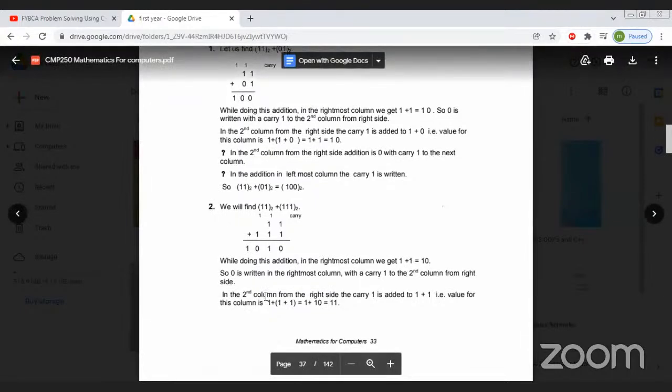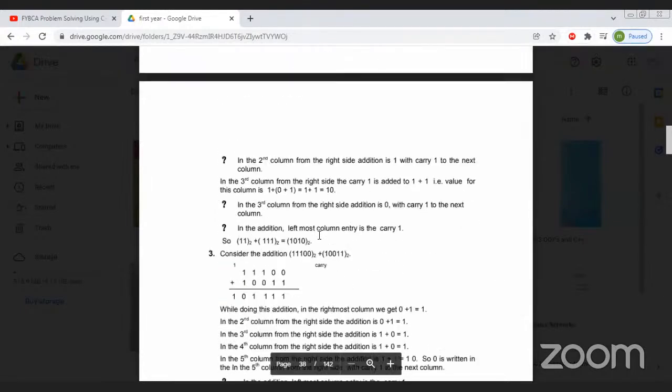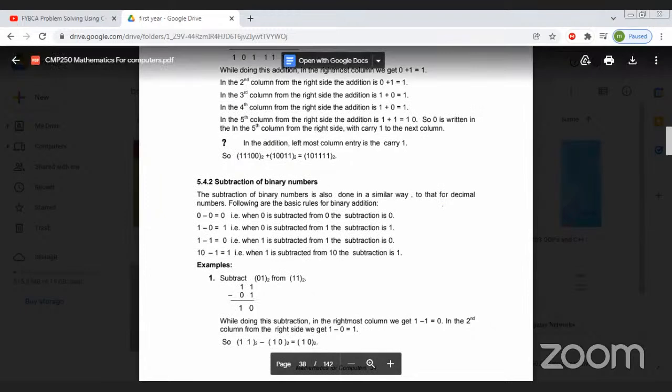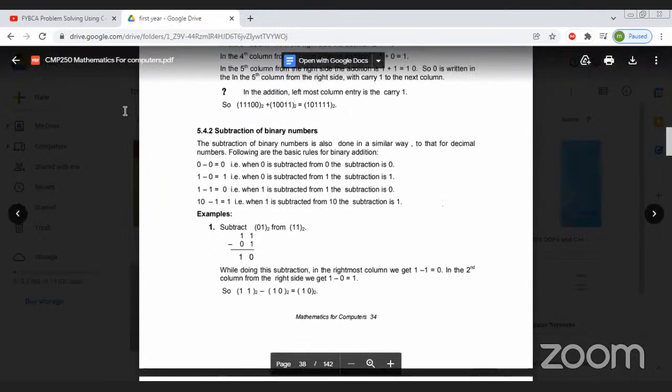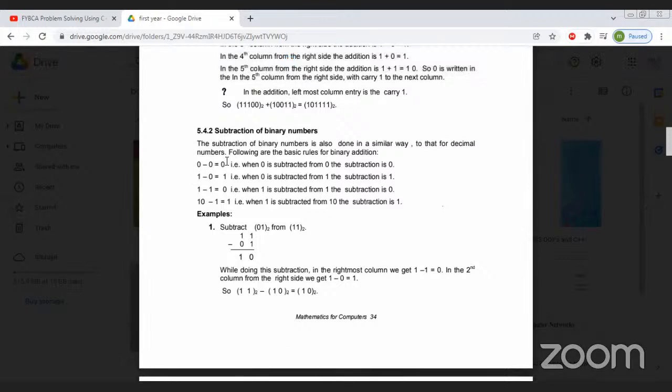Similarly, the other rules are there for addition. Now let's talk about subtraction of binary numbers. There are rules for binary numbers also. 0 minus 0 is 0. 1 minus 0 is 1. 1 minus 1 is also 0.